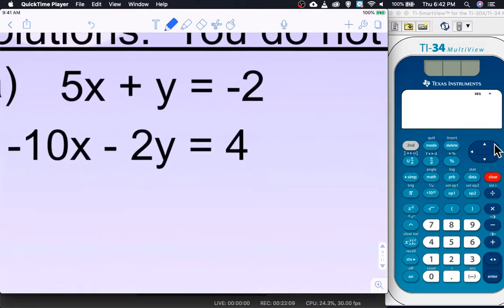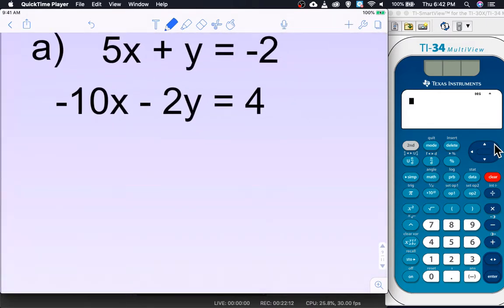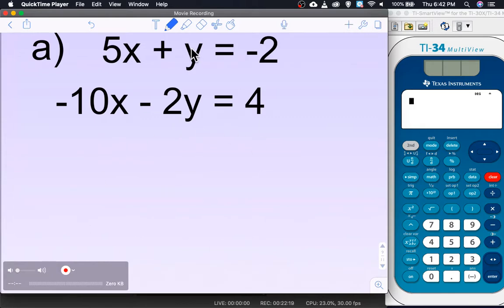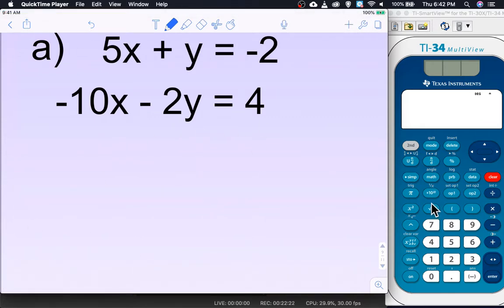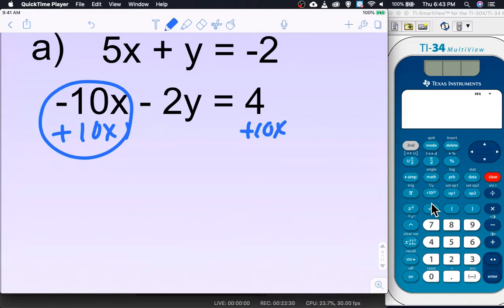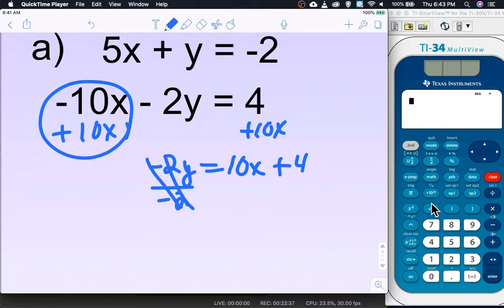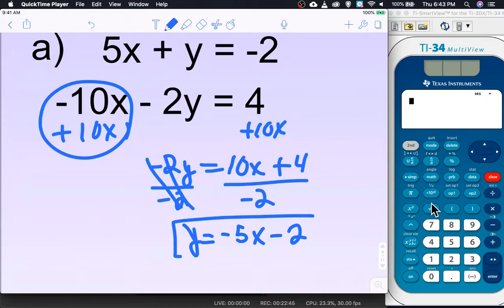So let's do that. I'm going to do this bottom equation first, just because I can work in this space right here, and then I'll move it further down. So for the bottom equation, solve for y. I'm going to add 10x first to cancel out that minus 10x. I have negative 2y equals 10x plus 4. I'm going to divide by negative 2, and y equals negative 5x minus 2. So there is the one equation.